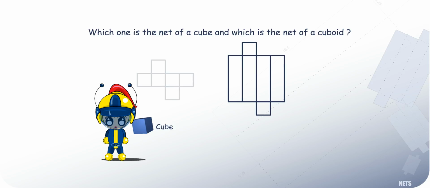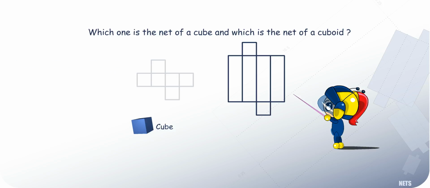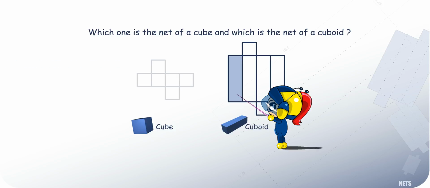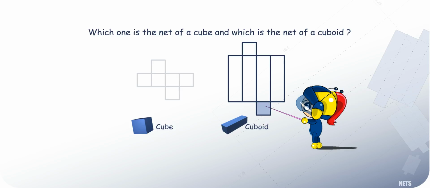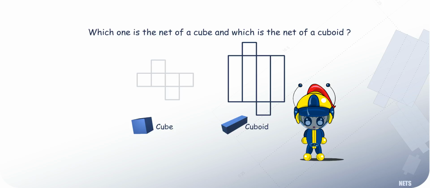Next, I have to find the net of the cuboid. A cuboid has also got 6 sides, but 4 of its surfaces are rectangles. Hey, this must be the net of a cuboid because it is made up of 4 rectangles and 2 squares. The 2 squares are the end of the cuboid. Clever girl. However, you have to be very careful when you're matching the nets to their respective solid.